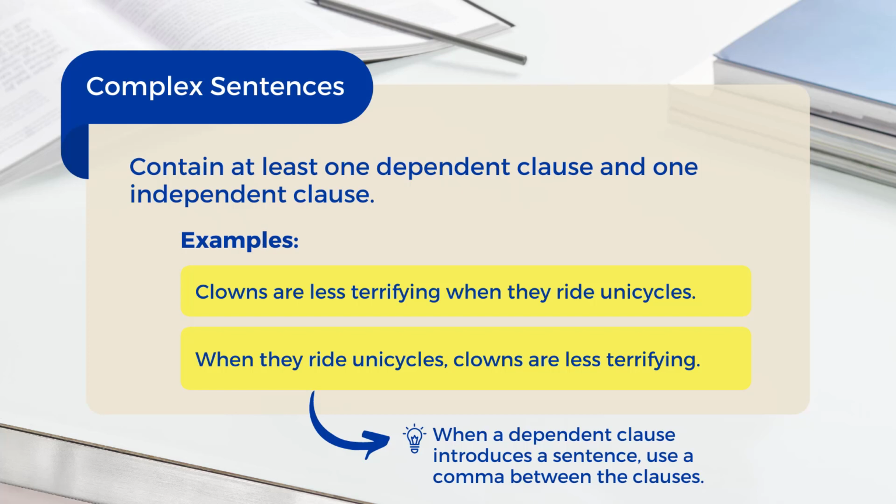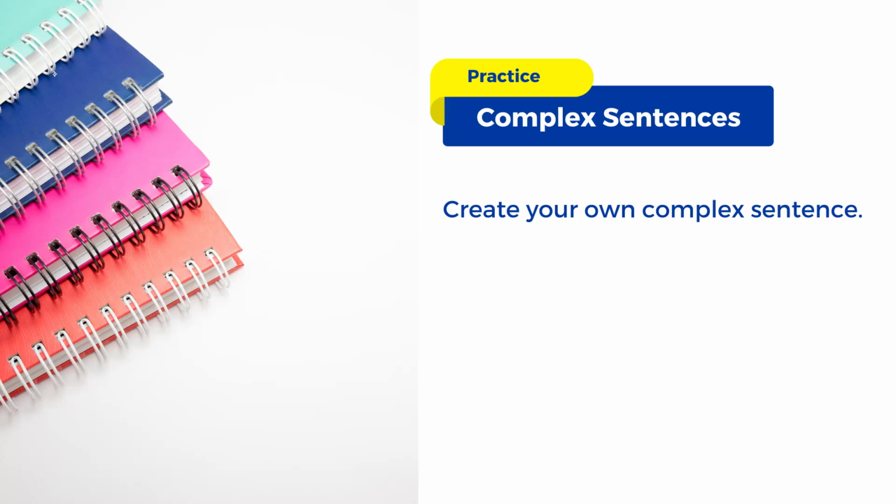All right, so that takes us to our third sentence type, complex sentences. And these are when we join an independent clause with a dependent clause. The dependent clause can come first or second in the sentence. If it comes first, then we're going to show the boundary of that with a comma. It's like an introduction to the sentence. All right, go ahead and practice writing your own complex sentence now.